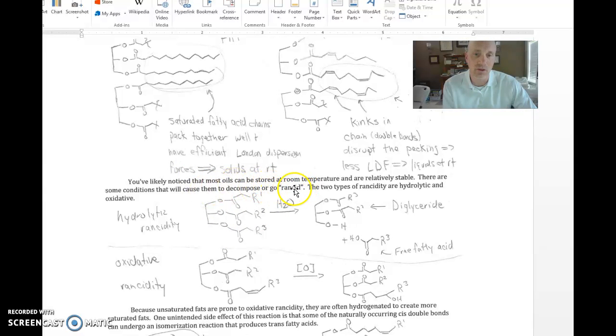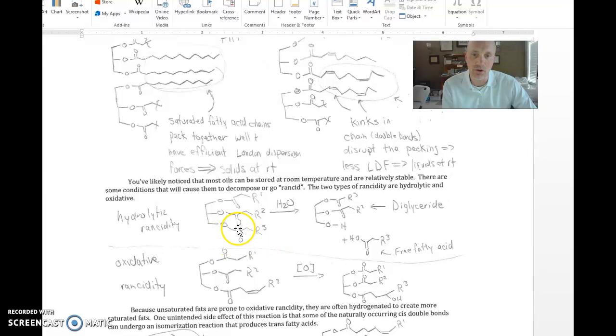But there are some ways for the oils to go bad, and when they go bad, it's considered going rancid. When they say it's rancid, it's going to have a bad odor. Maybe its color might change a little bit. But there are two types of rancidity that you can have. One is hydrolytic, and the other is oxidative. Hydrolytic rancidity occurs whenever the triglyceride undergoes a reaction with water.